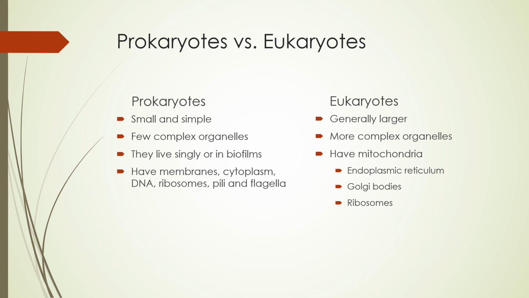The eukaryotes are usually larger, usually larger than about 10 microns, okay, all the way up to humans, so they can get very large in size. They have more complex organelles. They have mitochondria, which makes fats and carbohydrates. They have endoplasmic reticulum, Golgi bodies, which store proteins, and ribosomes, which make proteins.